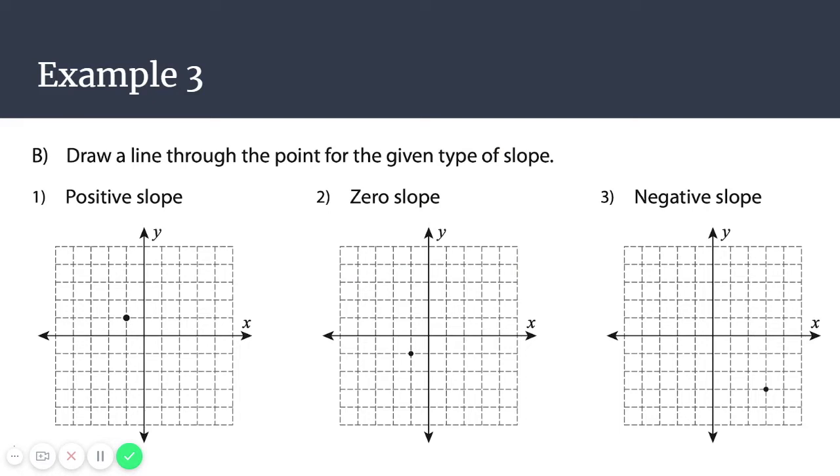Example 3. Draw a line through the point of the given type of slope. The first one is positive, the second one is 0, and the third one has a negative slope.